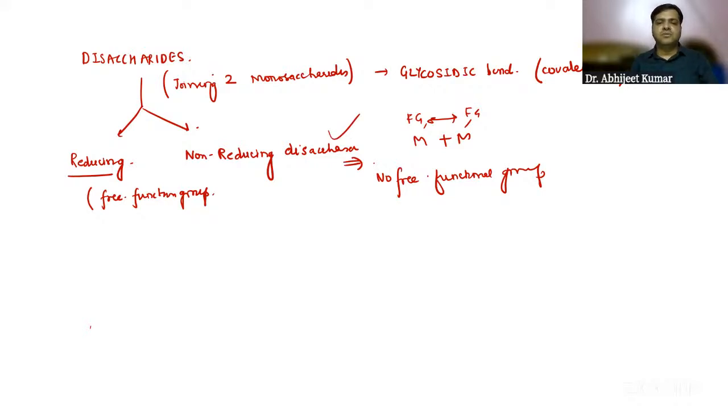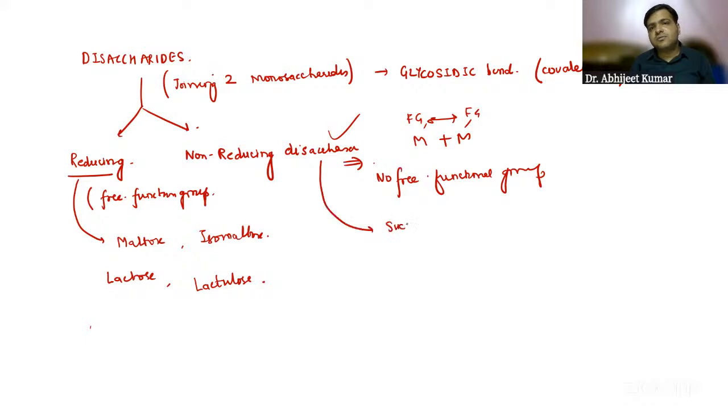For reducing disaccharides, you have to mention over here: we have maltose, lactose, isomaltose, and lactulose also. Non-reducing disaccharides, guys, remember we have sucrose and trehalose, we have already discussed this. So that is something you have to keep in mind.